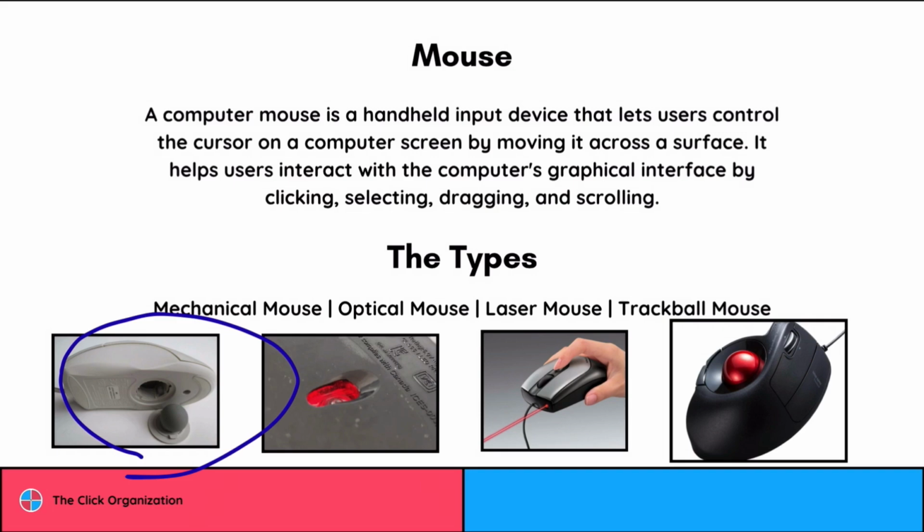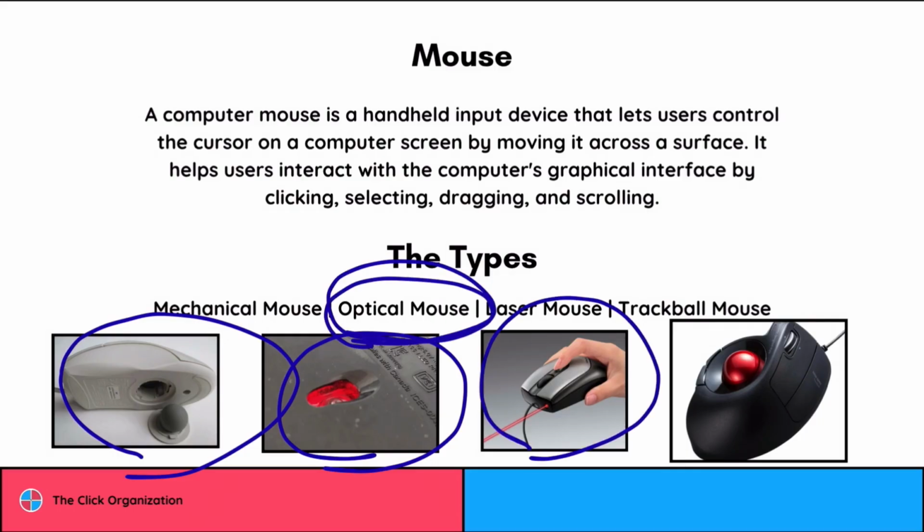The second type is optical mouse. This one uses an LED light and an optical sensor to track movement, and there is no moving ball because this sensor and this LED light detect your movement. The third one is laser mouse. This one is like optical mouse, but instead of LED light, it uses a laser light, okay?